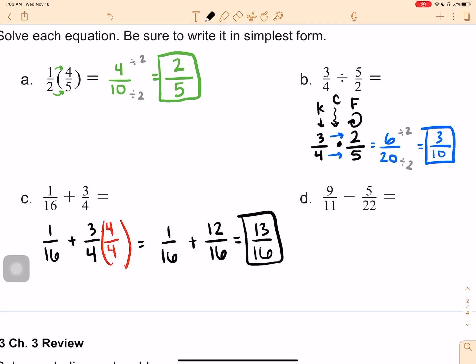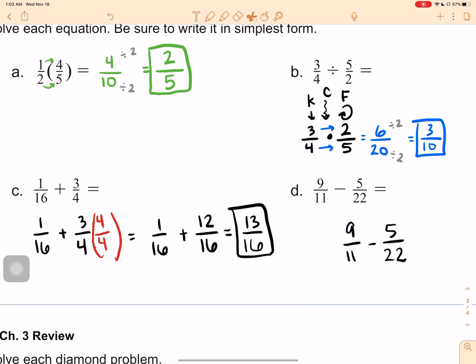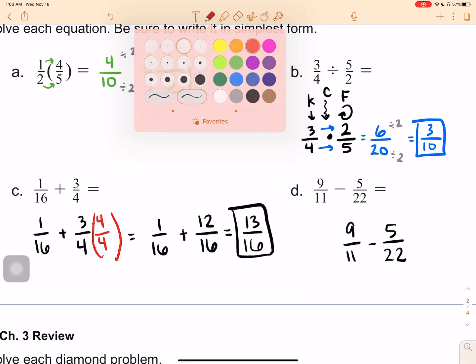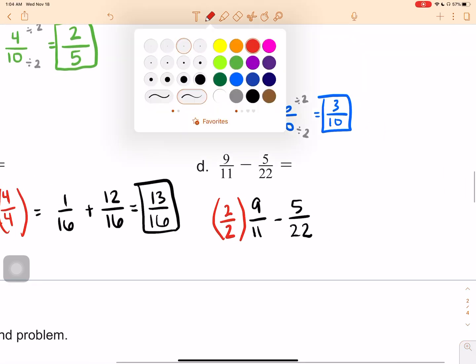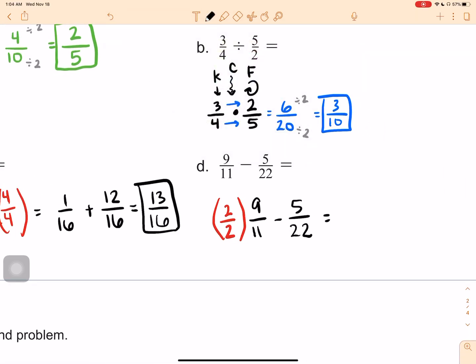Okay? The exact same rule goes for subtracting. It's the same idea. So here, if I have 9/11ths minus 5/22, I know that I need to make my smaller denominator the exact same as my bigger one, or find one that they can both become. So here, I'm going to multiply the top and bottom by 2, because 2 times 11 is 22. So this is going to give me 2 times 9 is 18 over 22, minus 5 over 22. So my answer here will be 13 over 22.